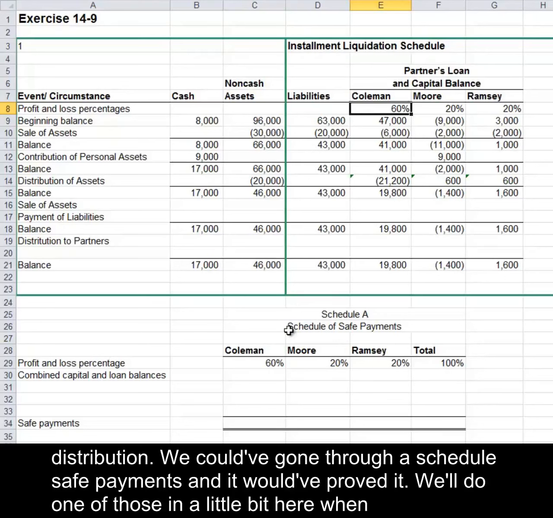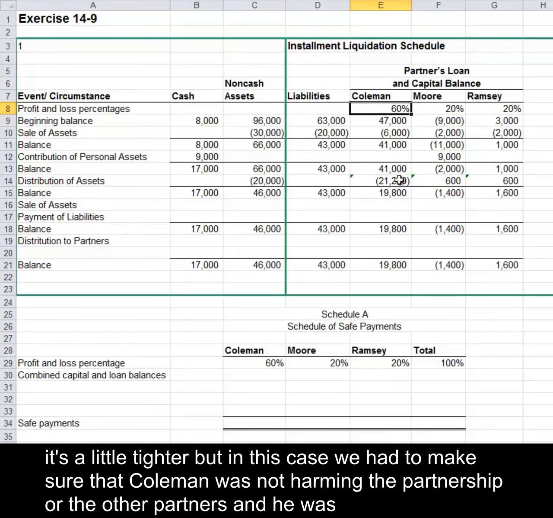We'll do one of those in a little bit here when it's a little tighter. But in this case, we had to make sure that Coleman was not harming the partnership or the other partners, and he was safe doing that.